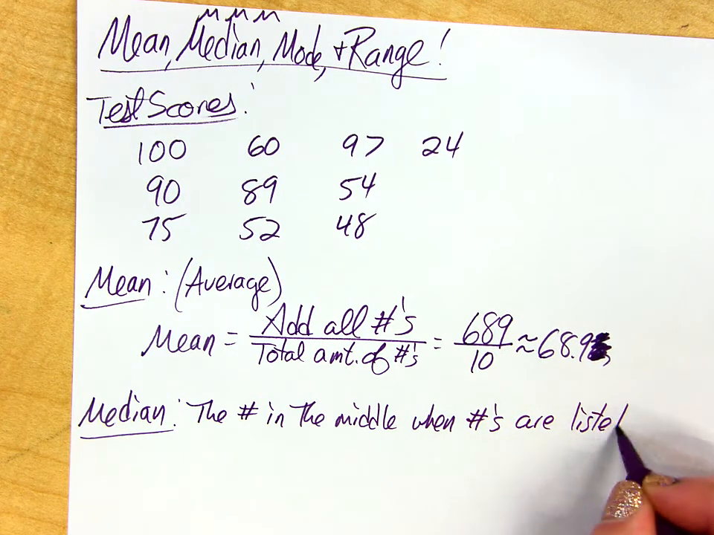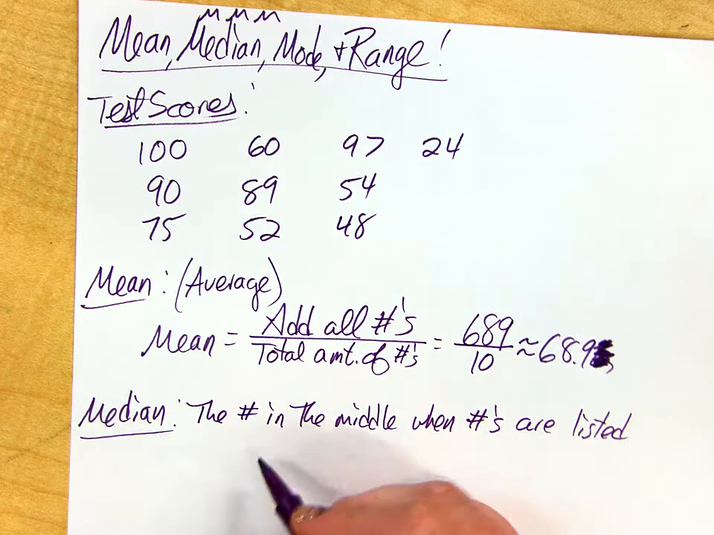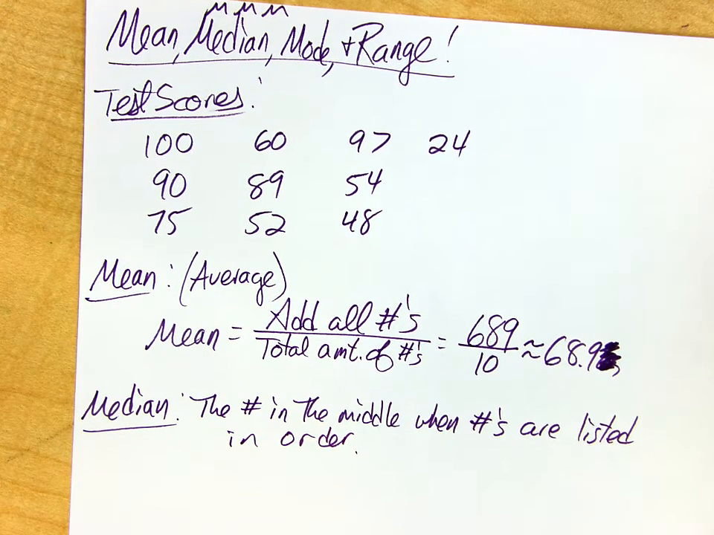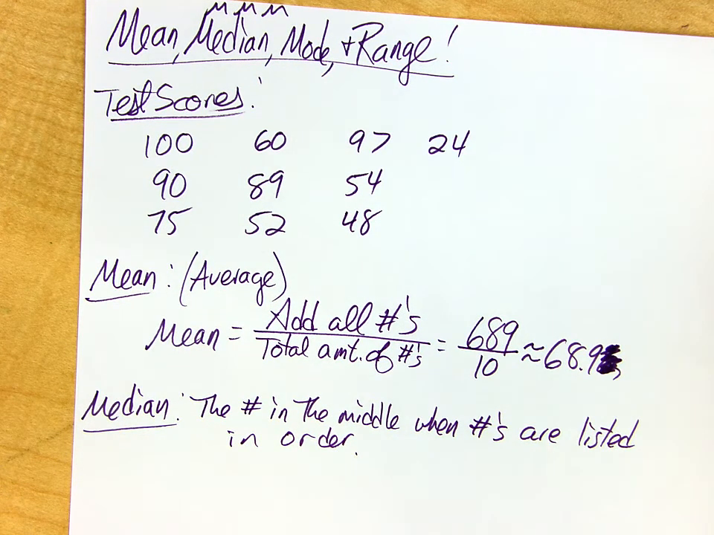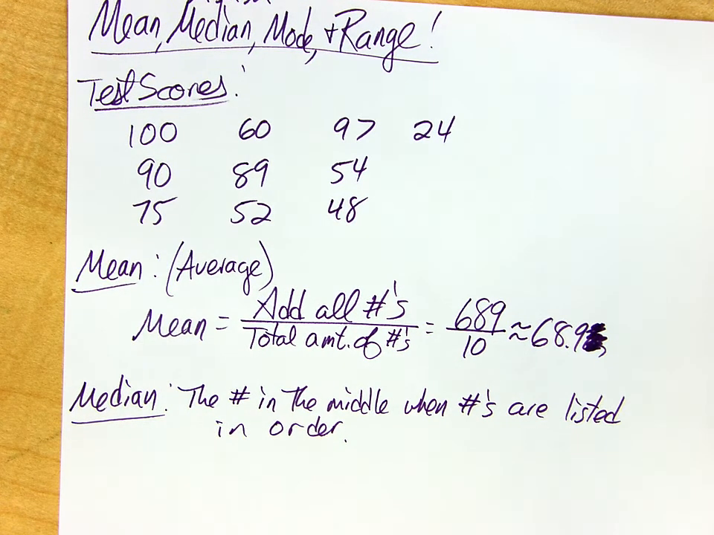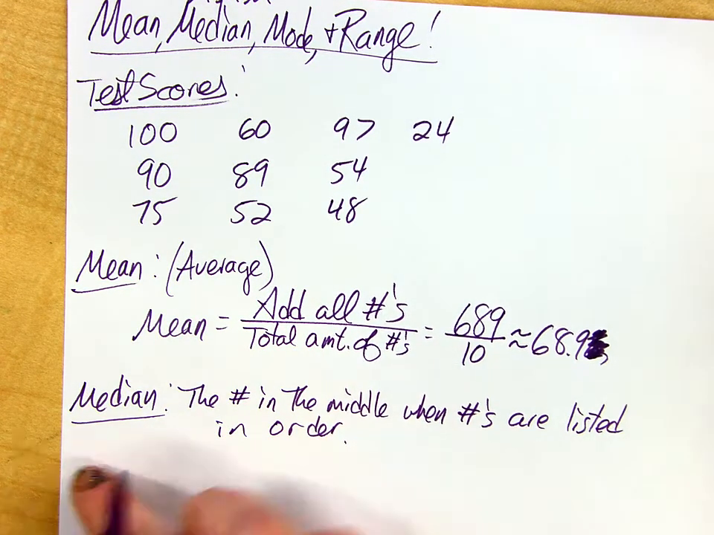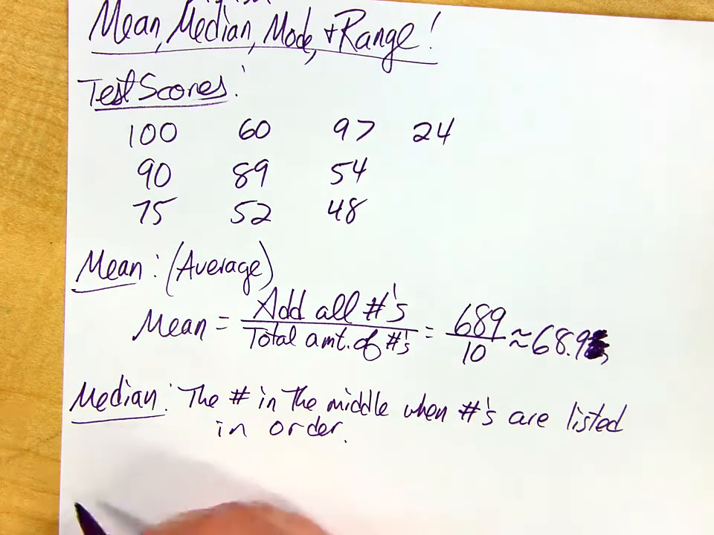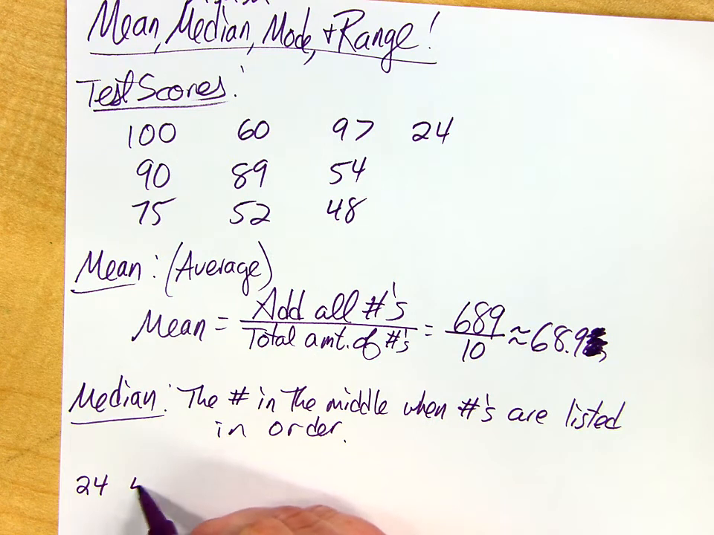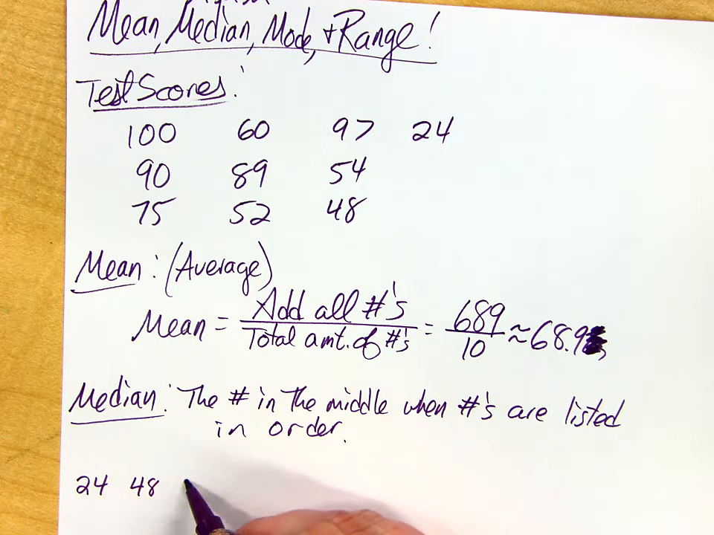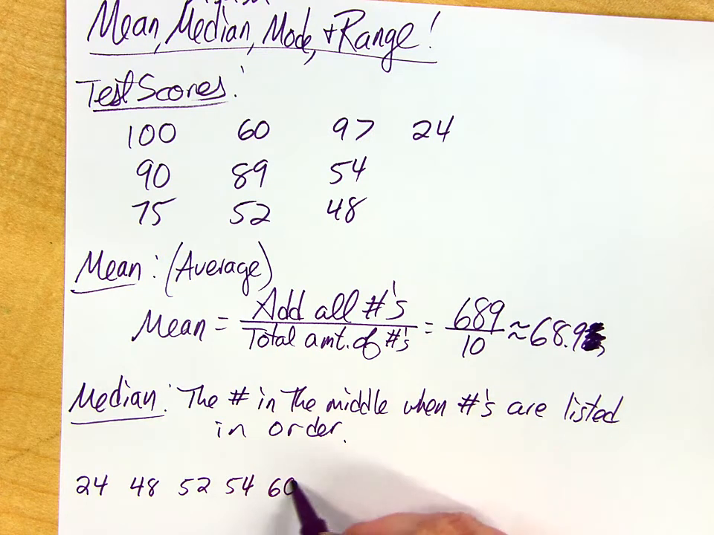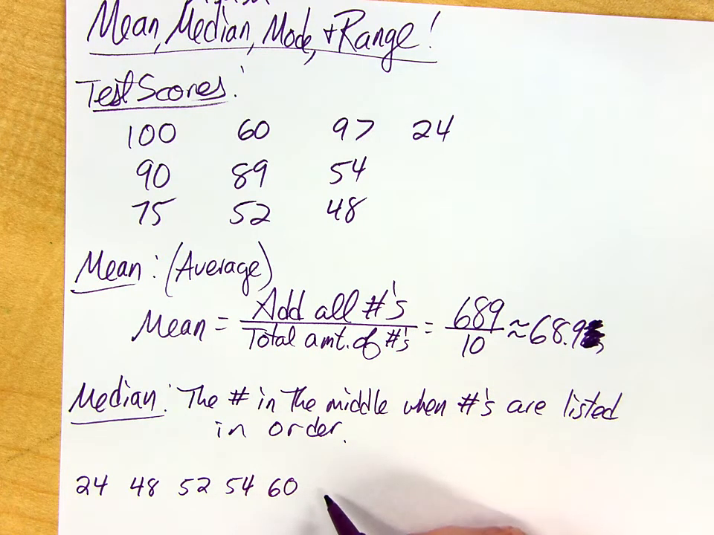That's important. We can't just take our list as it is because our numbers aren't in order. So you have to put them in order first and then find the middle number, okay? So let's go ahead and do that. We'll start with our smallest number, and I like to put them in just one long straight line. So the smallest is 24, then 48, 52, 54, 60, 75.